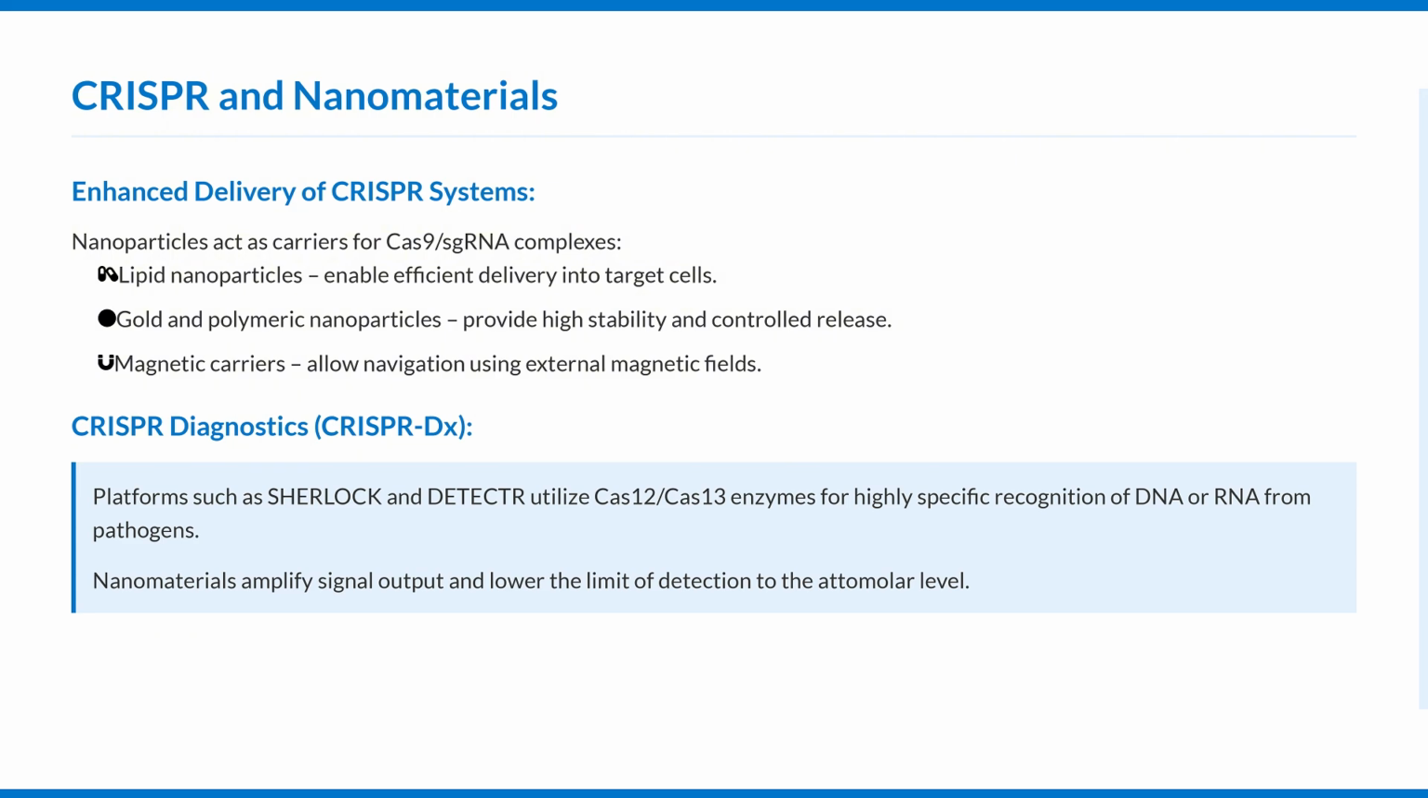CRISPR Diagnostics. Platforms such as SHERLOCK and DETECTR utilize Cas12 or Cas13 enzymes for highly specific recognition of DNA or RNA from pathogens. Nanomaterials amplify signal output and lower the limit of detection to the attomolar level.